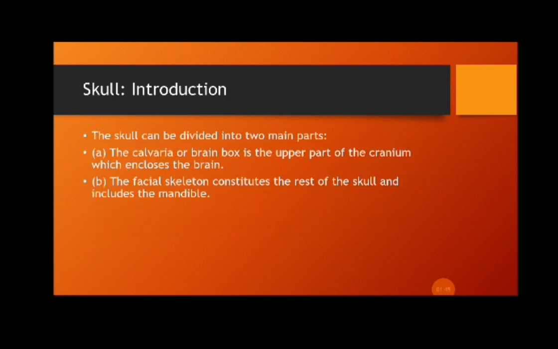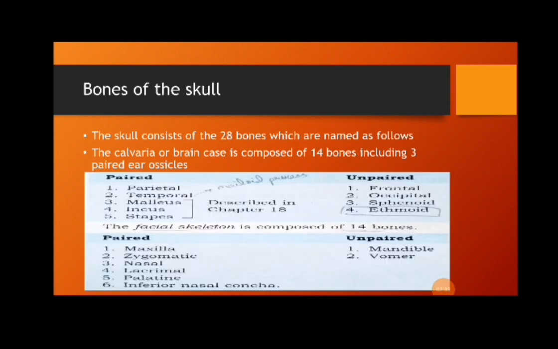Then next, introduction of the skull. It can be divided into two main parts, that is calvaria or brain box. The brain box is the upper part of the cranium which encloses the brain. Facial skeleton constitutes the rest of the skull and includes the mandible. Okay, then we'll see calvaria and facial skeleton.